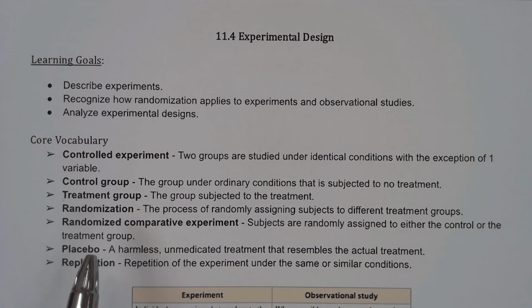A placebo, used a lot in medical studies, is a harmless, unmedicated treatment that resembles the actual treatment. So if you see any medical drug on the market, usually they run through these trials where people will get either the medication or a pill that looks exactly like the medication but doesn't have any actual effect. And then replication is being able to repeat an experiment under the same or similar conditions.